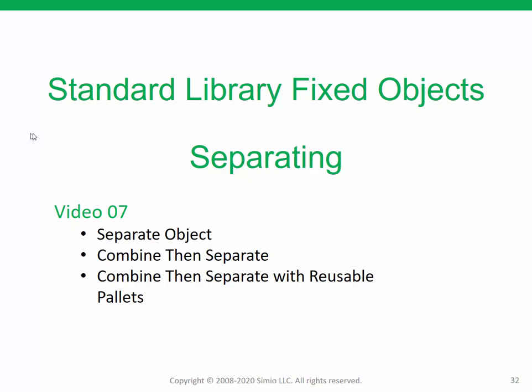This is video 7 in the Standard Library Fixed Objects module, and in this video we will be focusing on separating, the opposite of batching. This time we'll look at separating. We will look at the Separator object from the Standard Object Library, and then we'll build one model and extend that model to support the subsequent workshop.